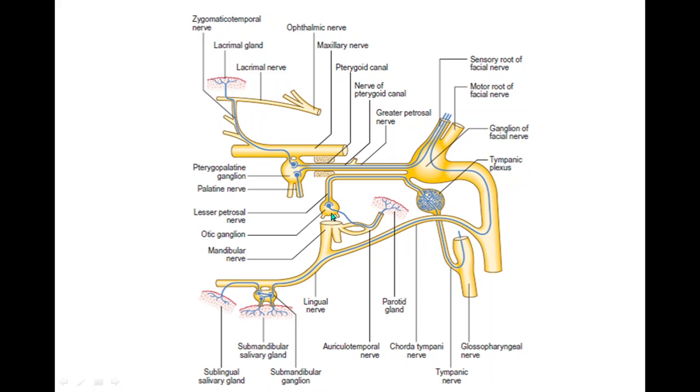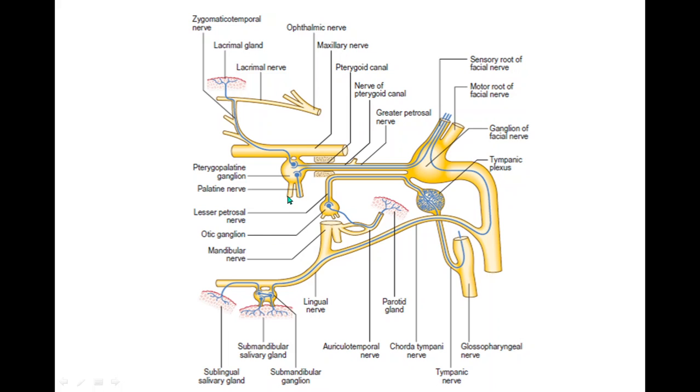So this is the otic ganglion, and this is the submandibular salivary ganglion. And the other ganglion, which is not shown in this picture, is the ciliary ganglion, which is associated with the nasociliary nerve.